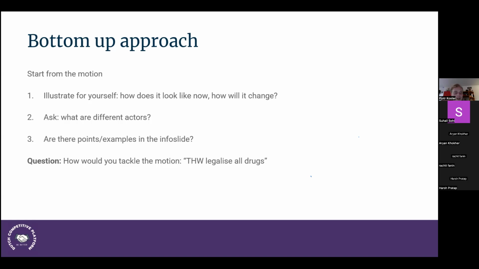And the last thing is also sometimes there are just a couple of examples in the info slide or a couple of points. So maybe you could just really hone in on one of those. If there's a lot going on and you really don't know what's happening, trying to focus on one of those things in the info slide can already be useful. So if there would be an info slide here with legalizing drugs, there might be examples of drugs, and you could think, seeing as these are all examples of drugs, can we think about why uniquely heroin legalization is good or bad compared to ecstasy or weed, all of that kind of stuff.